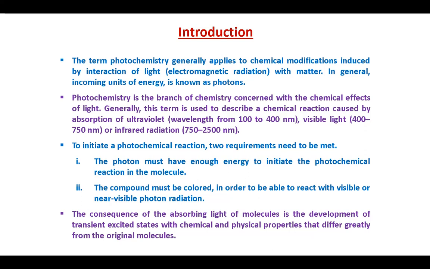To initiate a photochemical reaction, two requirements need to be met. Number 1, the photon must have enough energy to initiate the photochemical reaction in the molecule. Number 2, the compound must be colored in order to be able to react with visible or near-visible photon radiation. The consequence of absorbing light of molecules is the development of transient excited states with chemical and physical properties that differ greatly from the original molecules.